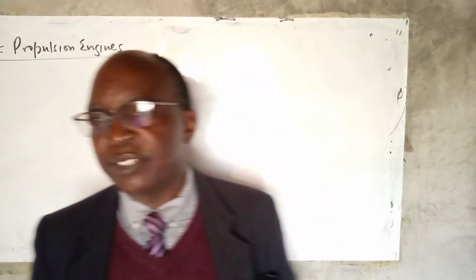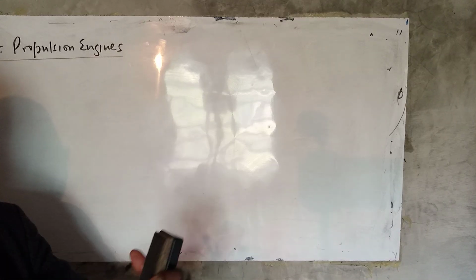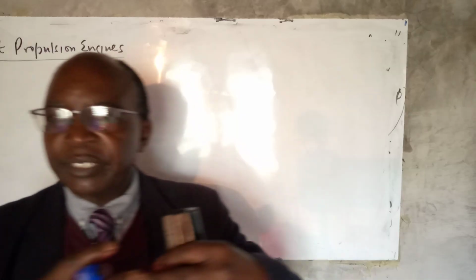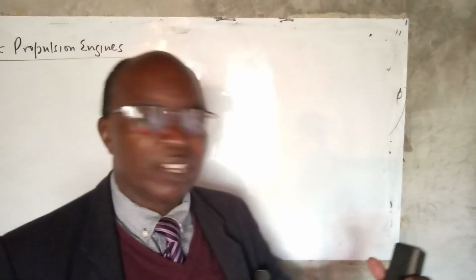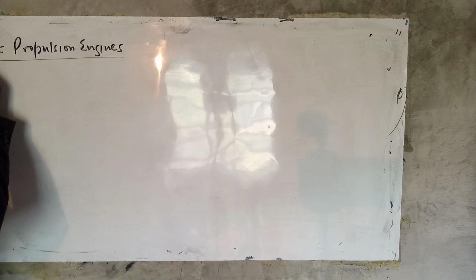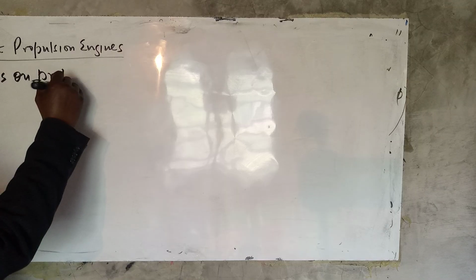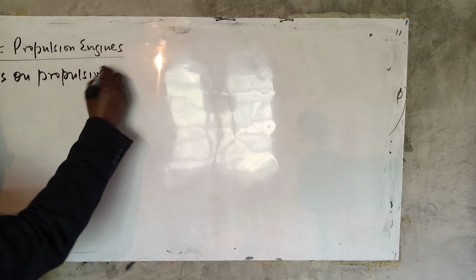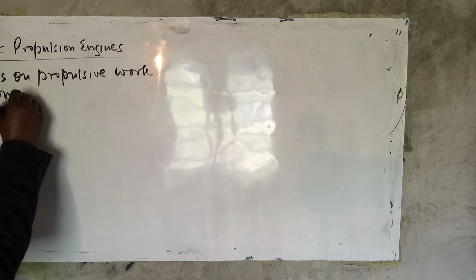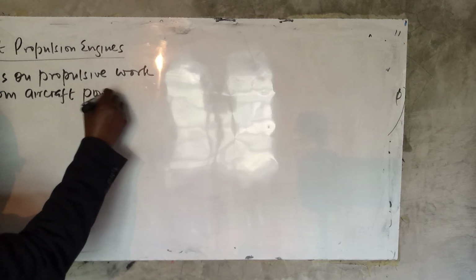One of the first things which we need to indicate clearly is that suppose you have an aircraft which is flying horizontally at a constant velocity. Let's call that velocity C1. Just make a note here that I want to focus on propulsive work from aircraft power plant.